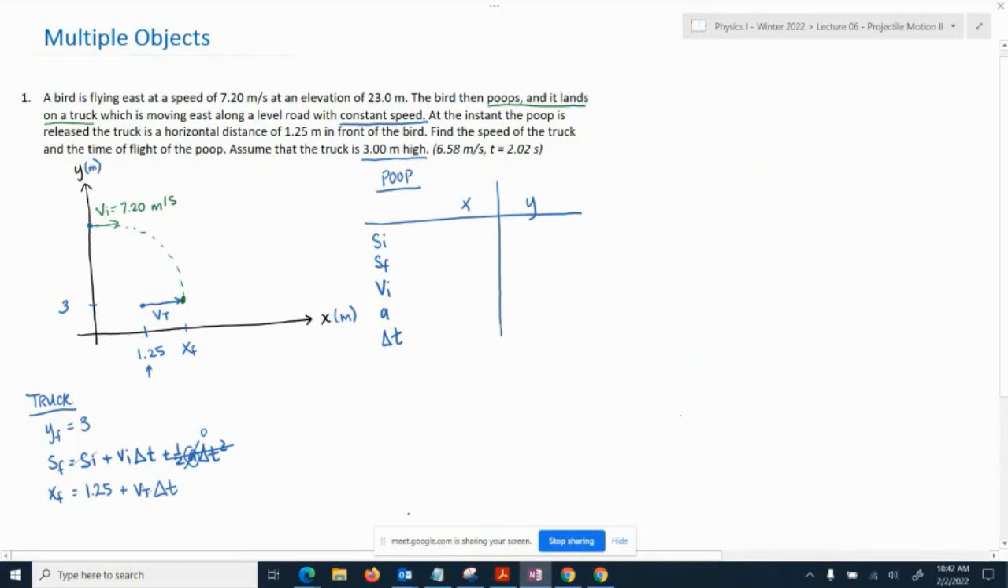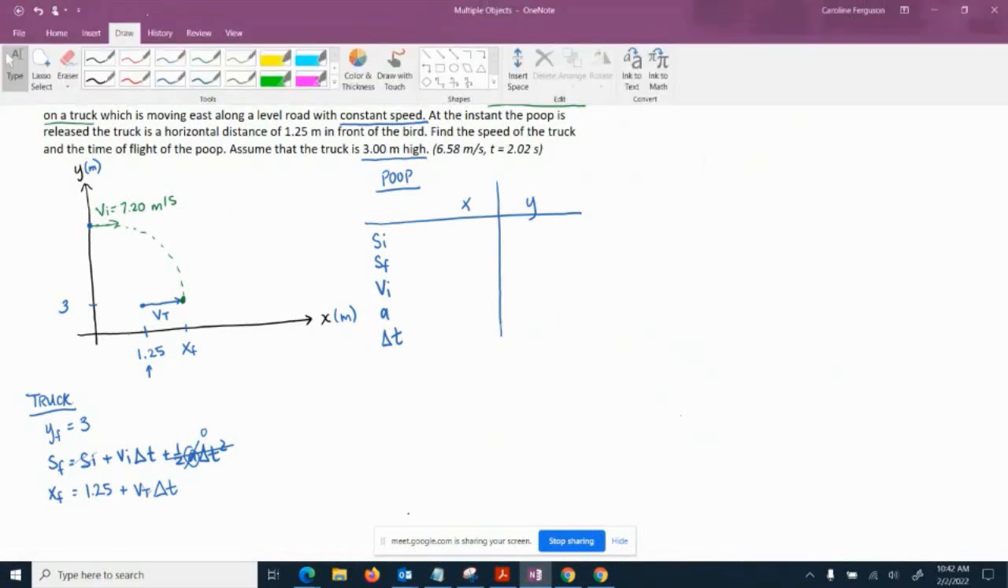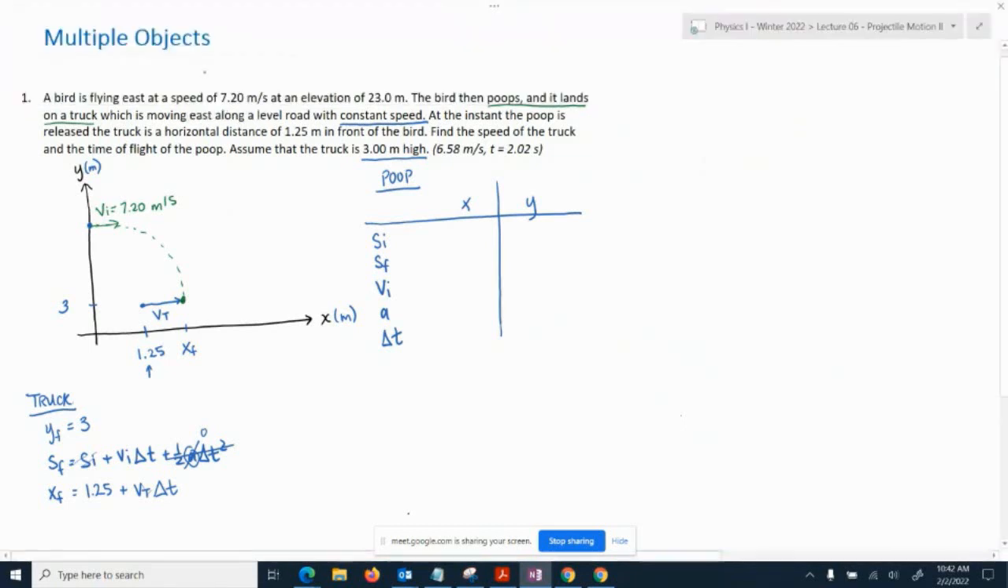All right, so what do we know? The initial x position of the poop and the initial y position of the poop. So if I label that point on this graph, this is my initial position of the poop. If I label that, we would say that's 0, comma... what is that? It says the bird is flying at an elevation of 23 meters. So this is 23 over here. So it'll be 0, comma 23. So that's what goes in our table.